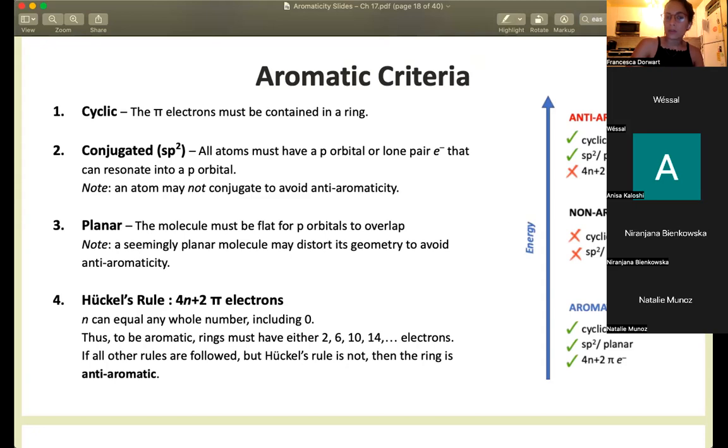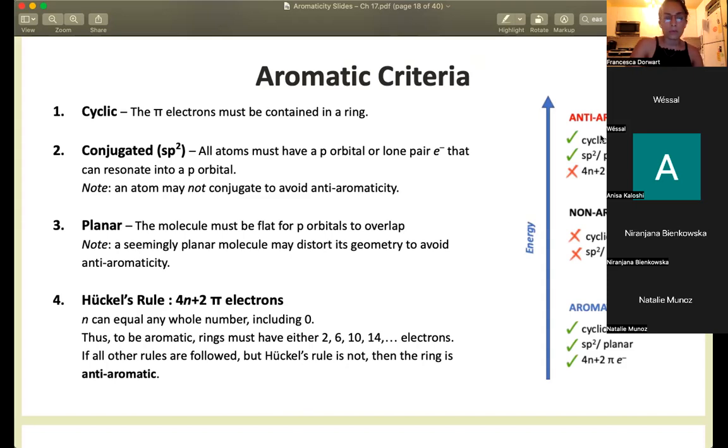But in order for that Huckel number to even matter, the molecule still needs to be in a ring as far as the p orbitals, needs to be cyclic. It needs to be sp2 because they all need to have a leftover p orbital to use. And it needs to be flat for all of the p orbitals to be parallel to each other.